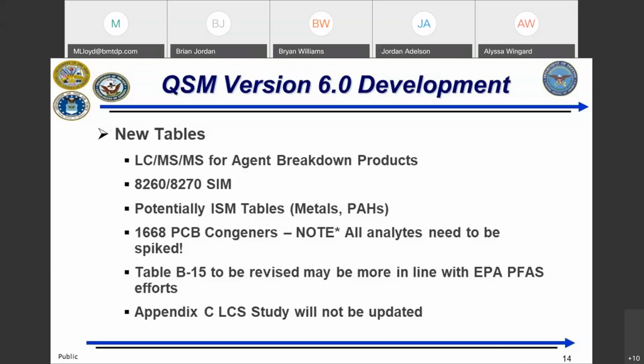Table B15 will be revised. It will be more in line with the EPA PFAS efforts, and Janice will speak to that after me. At this point in time, the Appendix C LCS study will not be updated.